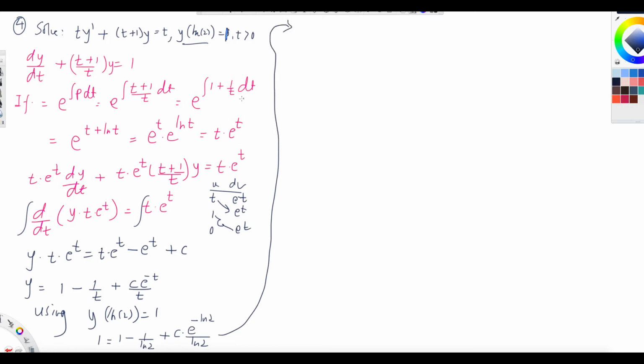So what does that mean? That means 1 equals 1 minus 1 over natural log of 2. And what happens to that? So plus c times e to the negative natural log of 2. This natural log and e don't cancel because there is a negative sign.